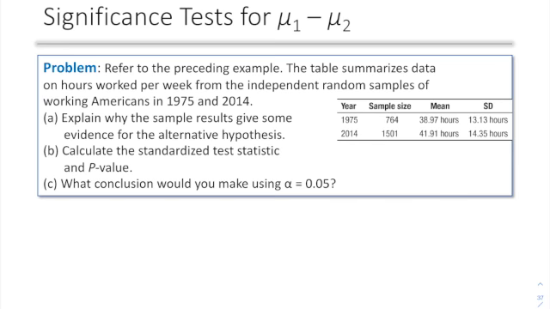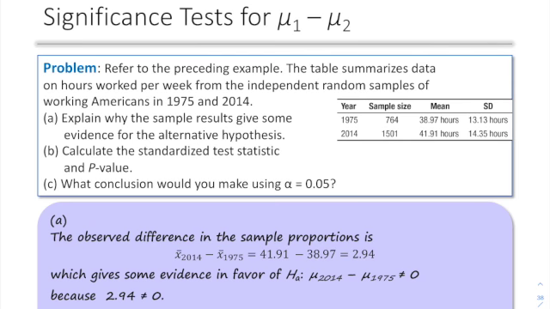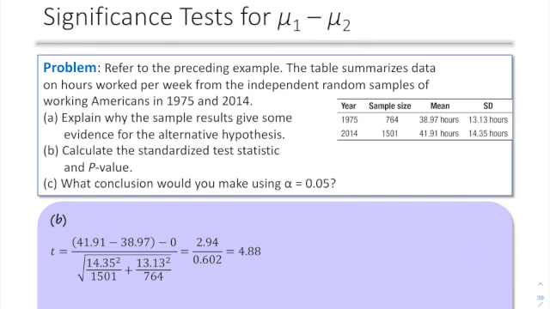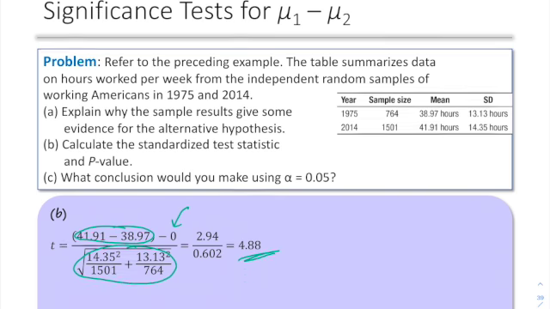Explain why the sample results give some evidence for the alternative, that there is a difference. Calculate the standardized test statistic and p-value, and then what conclusion would you make using the alpha as 0.05? Well, in the observed data here, there is a difference in their mean hours worked, which gives evidence for the alternative. Calculating the test statistic, putting in the difference of the means, the hypothesized value, that there is no difference, and then filling in for our standard error, we get a test statistic of 4.88.